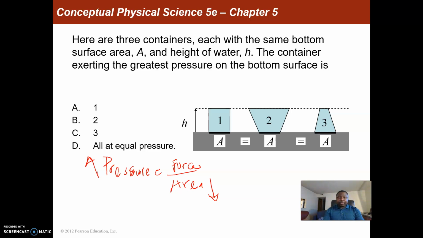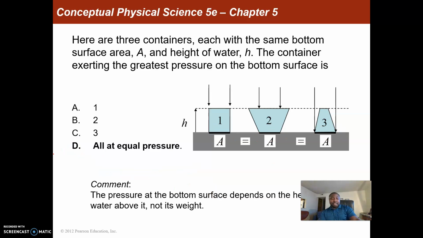So what do we do right now? We look at which one has the smallest area. You see that all of them have the same area, and because they have the same area, they will also have the same pressure. So the same pressure acts on all of them, and our answer there is D.